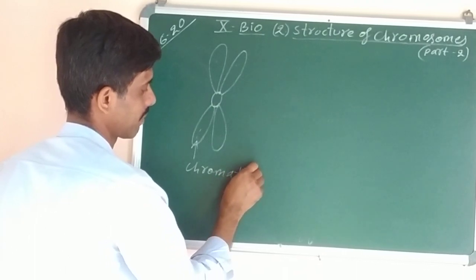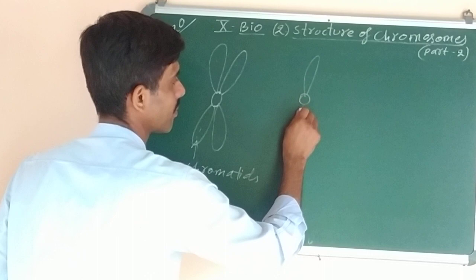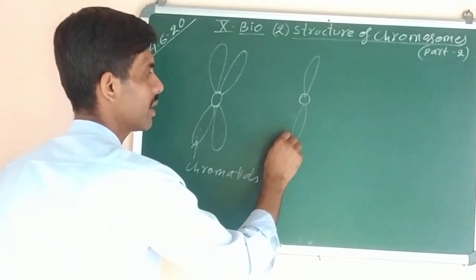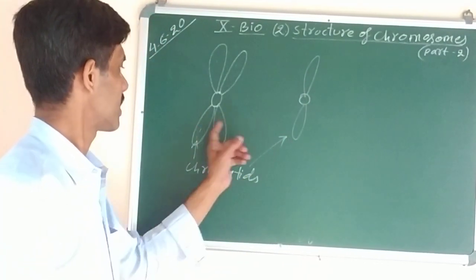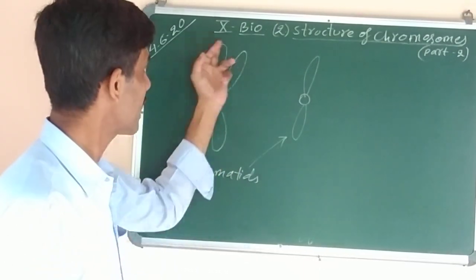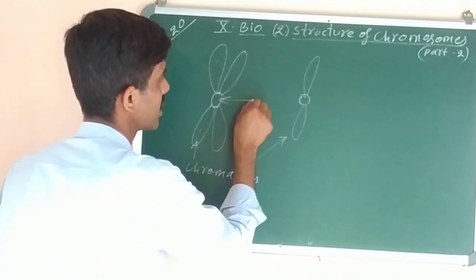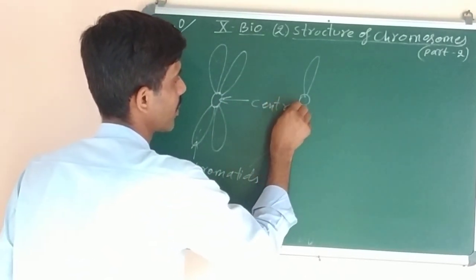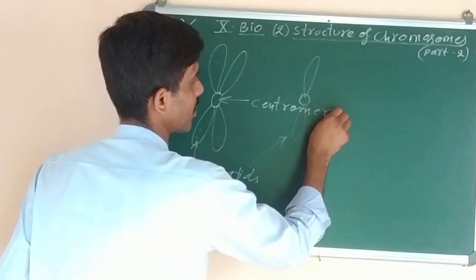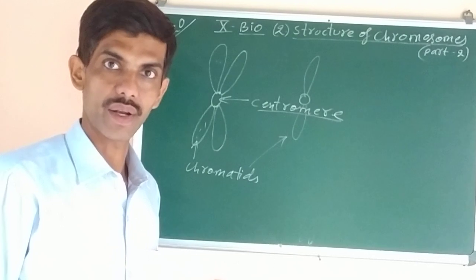If I draw it separately, this one is a single chromatid. Since duplication occurs, there are two chromatids, and now it forms a chromosome. This entire structure is called a chromosome. The one in the center is known as the centromere. The point of contact between the two chromatids is known as the centromere.